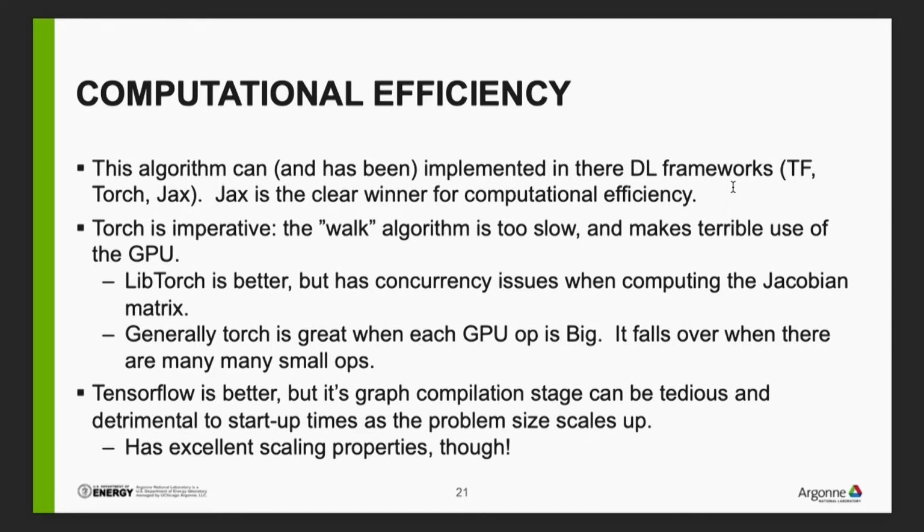Torch is really great when each operation on a GPU is big. So convolutional neural networks in PyTorch are just awesome. When there's a lot of small ops, Torch just falls over. TensorFlow is better. But if you're familiar with TensorFlow, you know they do this graph compilation stage, and that actually will time out for bigger nuclei. Because of the n squared component of some of these algorithms, it's compiling a graph n squared times, and it will not finish compiling. TensorFlow does have really excellent scaling properties, though. We've scaled out to a large number of GPUs wonderfully.